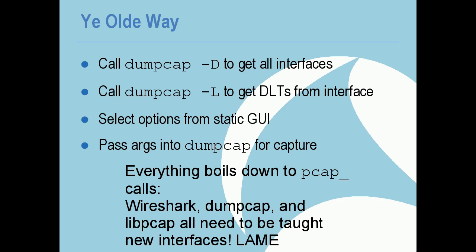Everything in this slide boils down to calls to libpcap, which means that Wireshark, Dumpcap, and libpcap all need to be taught anytime you want to have new interfaces. If you look at the code now, you'll see that's how the 802.11 stuff, Radiotap, is built in. At every place in the code where these options get called, there's a new branch of code for Radiotap. Or AirPcap. And if you wanted to add something new up until before Extcap, you would have to do the same thing.